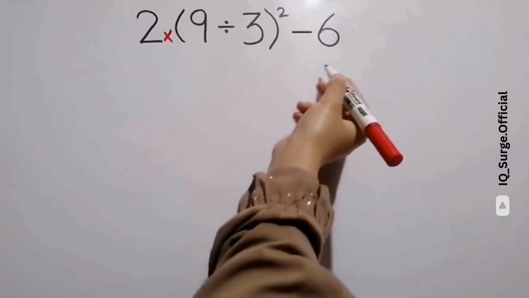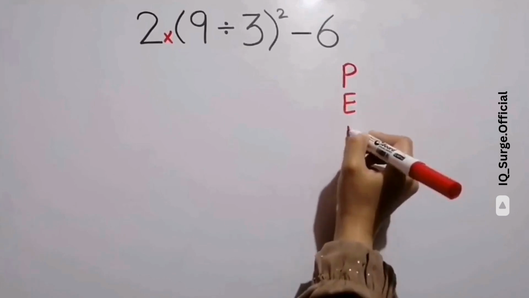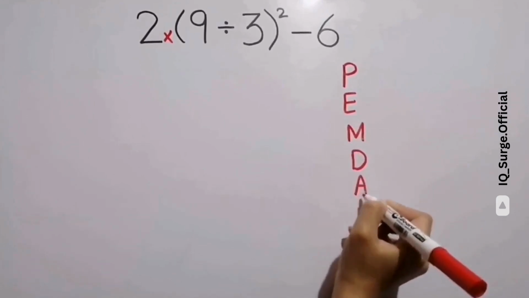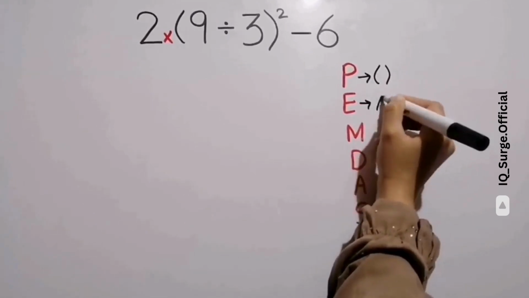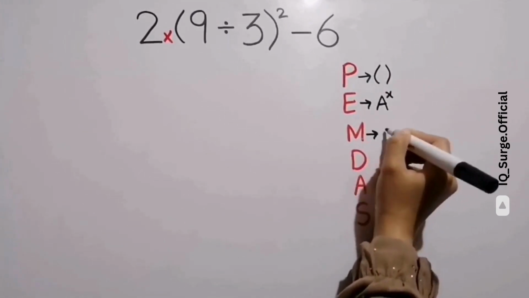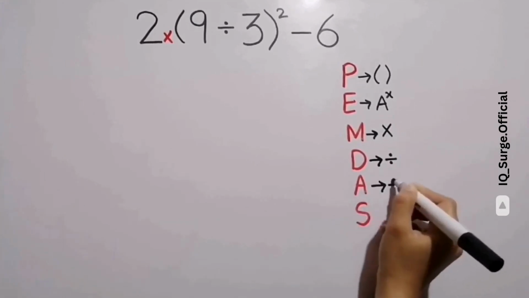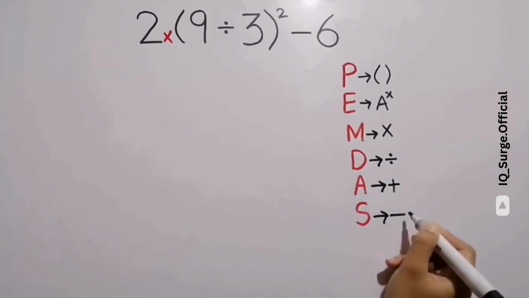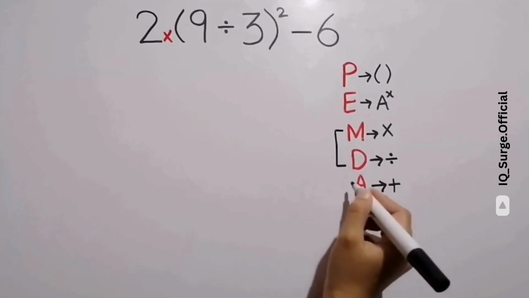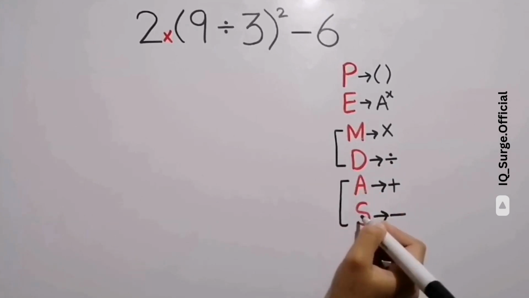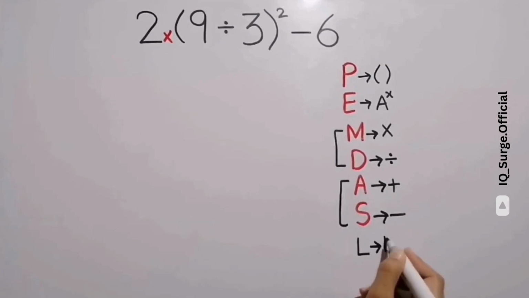Alright, to solve this question we need to follow the order of operations, which is PEMDAS. PEMDAS shows the priority of mathematical operations. In this rule, P stands for parentheses, E stands for exponent, M stands for multiplication, D stands for division, A stands for addition, and S stands for subtraction. Multiplication and division have the same level of priority. Also, addition and subtraction have the same level of priority. When we have both in an expression, we start from the left and simplify the question.